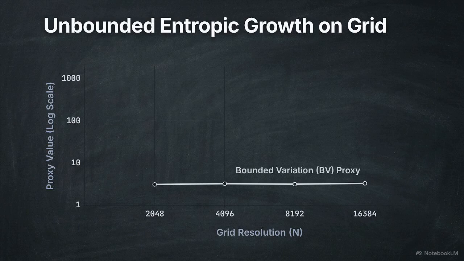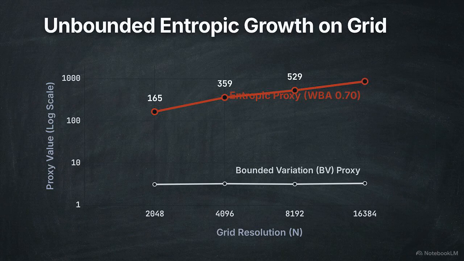The entropic proxy diverges immediately, plotting well above the band at 165. At n equals 4096, it climbs to 359. At 8192, it reaches 529. The upward trajectory continues without interruption. By the final grid point at 16,384, the entropic proxy hits 863. This establishes a strictly monotonic, unsaturating growth pattern.